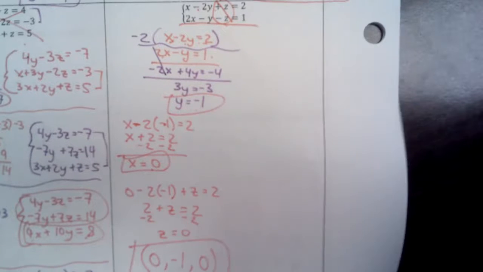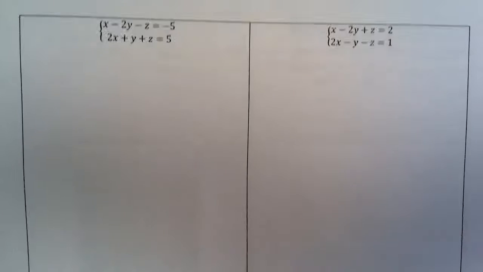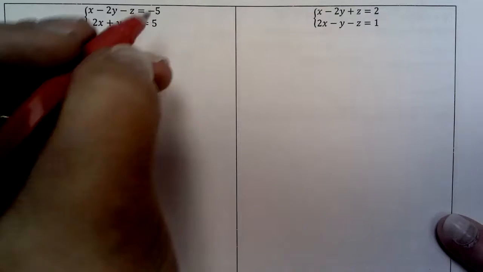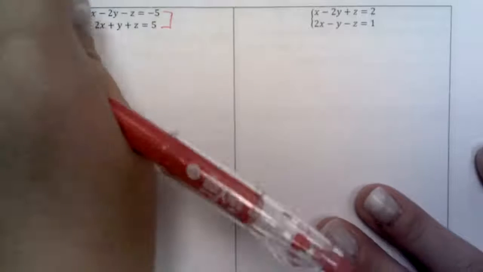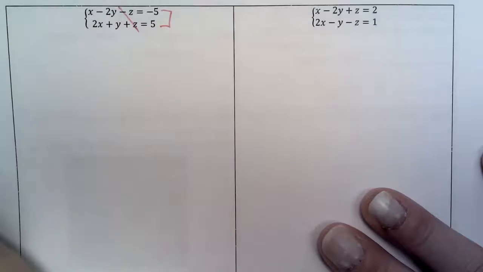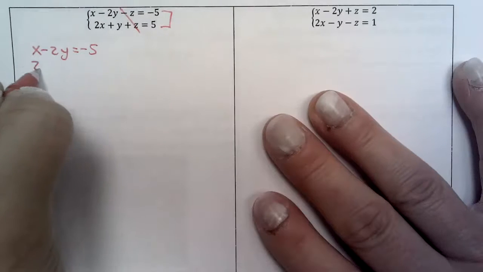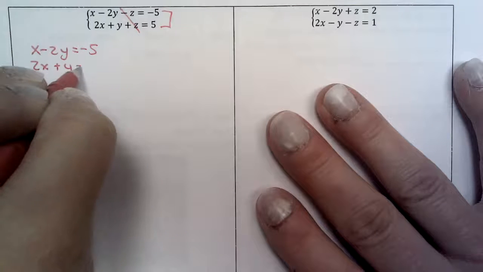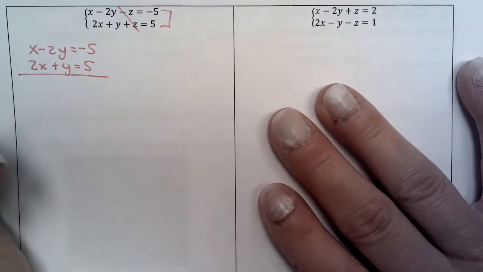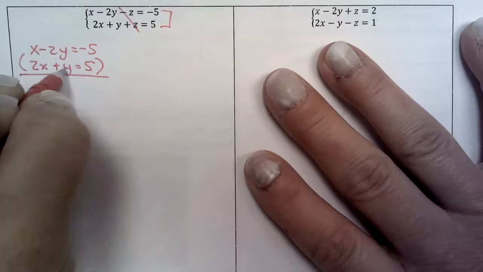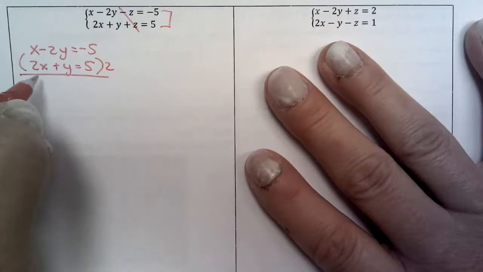All right, let's go on ahead and take a look at 2 more. Okay. These take practice, so we're going to look at a couple more. All right, so this one right here, I'm going to go on ahead and combine these 2. So this one, same thing, I can get rid of the z's. Okay, so I'm going to rewrite it. X minus 2y equals -5, and 2x plus y equals 5. Okay, I got to get rid of one of these. It doesn't matter which. Let's go on ahead and get rid of the y because they're already opposite signs.